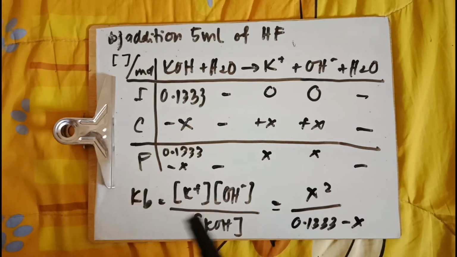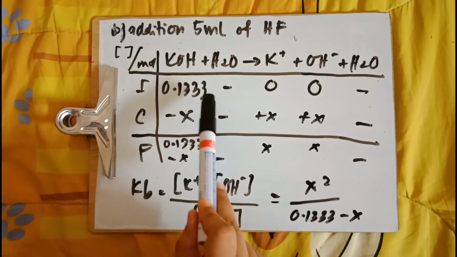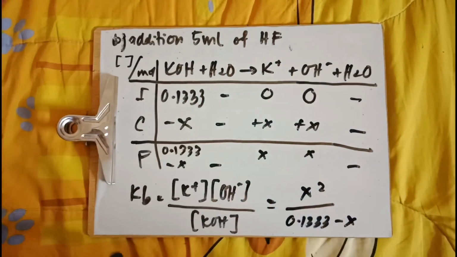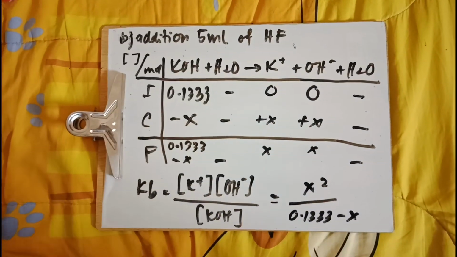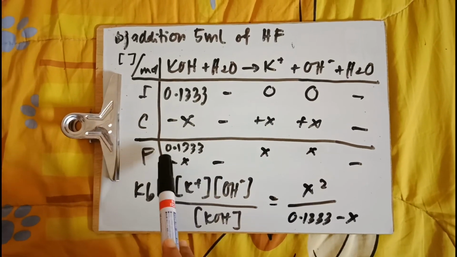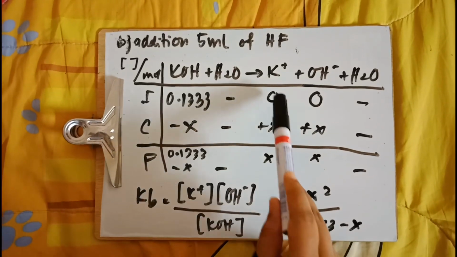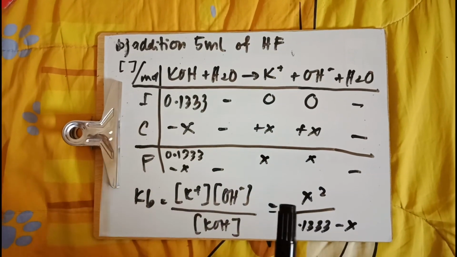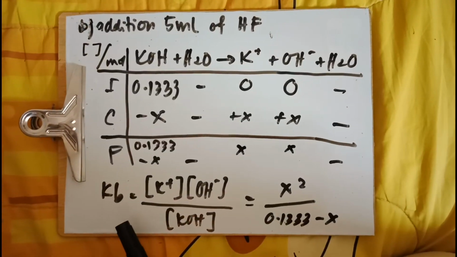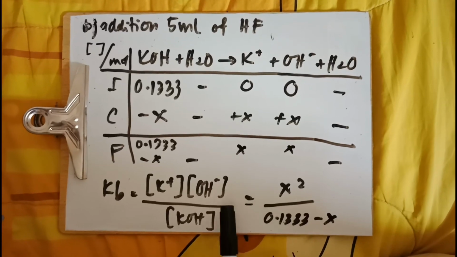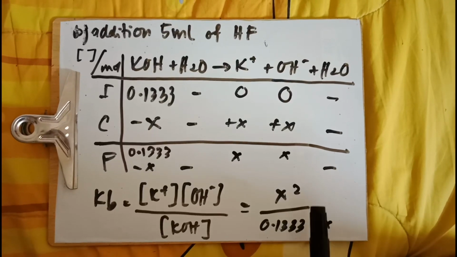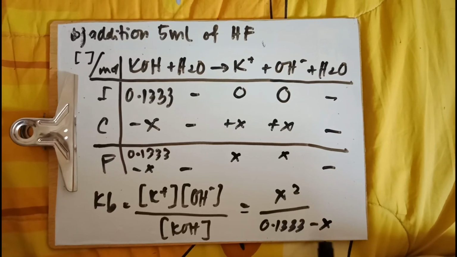Okay, so we'll fill up the blanks. The initial of KOH is 0.133 mole and 0 for the products, and we put X at the change because we still don't know how much of it is changed yet. So at the final, we get KOH is 0.133 minus X, and for K+ and OH- is X. So KOH is a base, so we have to use Kb. So the Kb constant is the concentration of the products divided by the concentration of reactants. So we get X squared divided by 0.133 minus X.